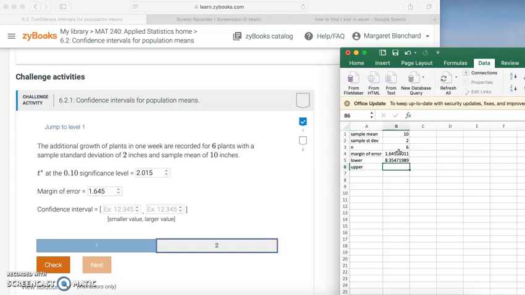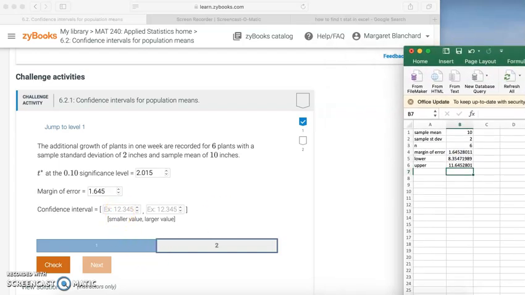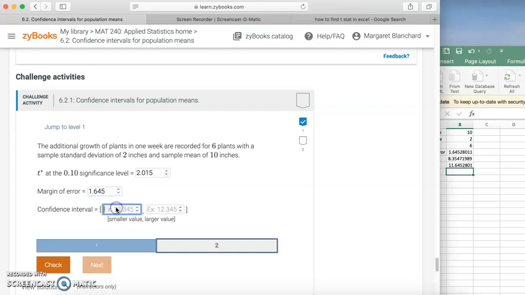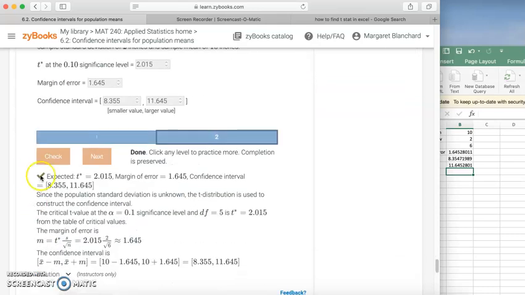and our upper bound is equal to our mean plus our margin of error. Oops, I just did that by accident. So sorry, our upper is equal to sample mean plus the margin of error. All right, so let's put these numbers in. We have 8.355, and our upper is 11.645. Let's check that. Nice little green check mark.